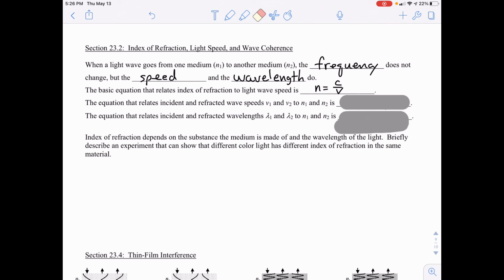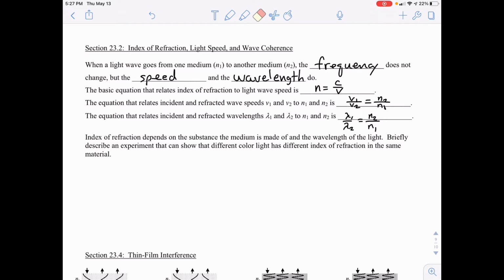The equation that relates the incident and refracted wave speeds, v1 and v2, to n1 and n2 is that v1 to v2 is proportional to n2 over n1. Similarly, if we relate the incident and refracted wavelengths to the indices of refraction n1 and n2, then the lambda 1 to lambda 2 ratio is proportional to n2 over n1. The index of refraction depends on the substance of the medium and the wavelength of the light.